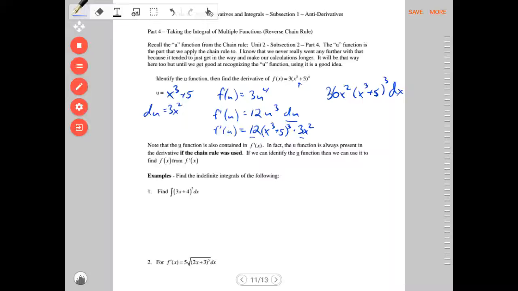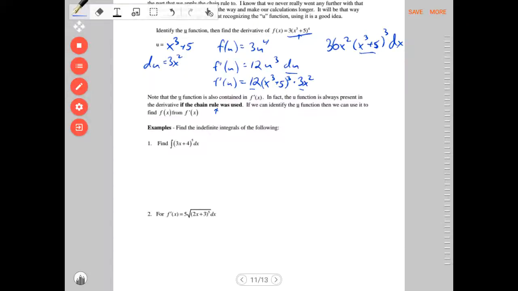Awesome. Okay, now here's the thing. The original function is this, 3 times x cubed plus 5 to the 4th. The derivative is this, x cubed plus 5 cubed. Please note that the u function is also contained in f prime. In fact, the u function will always be present in the derivative if you use the chain rule. If we can identify the u function, then we can use it to find f of x from f prime of x. Okay, so all sorts of fun.